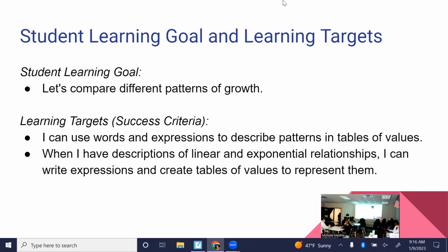We're on lesson 2, which is to compare different patterns of growth. So by the end of the lesson, if you can use words and expressions to describe patterns in tables of values, then you met the goal. Or when you have descriptions of exponential relationships, and we've talked about linear before, but we haven't super talked about exponential relationships yet, you can write expressions and create tables of values to represent them.